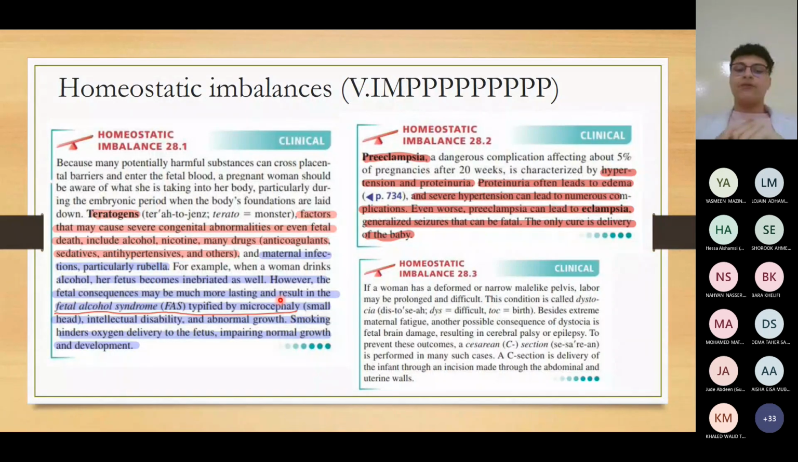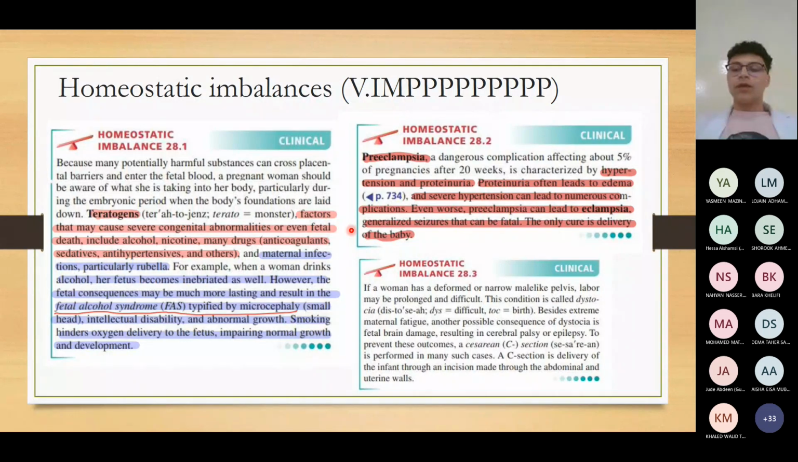Yes. Perfect. Okay. For the second one, preeclampsia. Preeclampsia, you don't really need to know much about the causes. You just need to know what's given to you. Preeclampsia is basically when the mother has some hypertension. What do you mean by hypertension? You guys know what's hypertension?